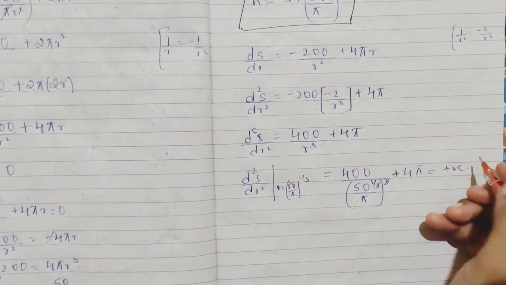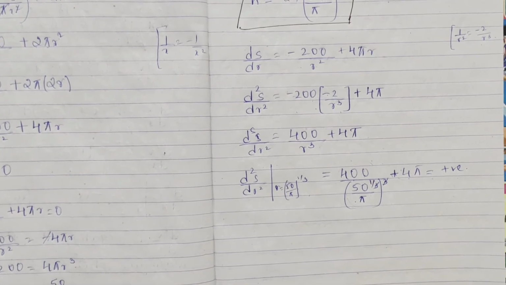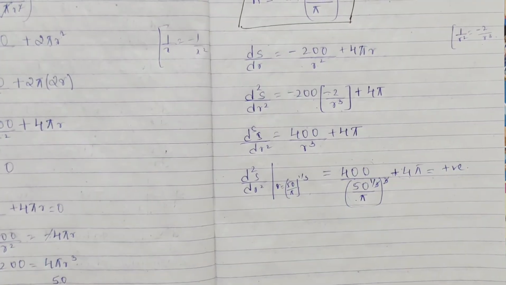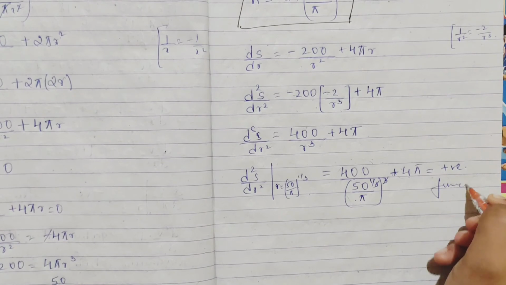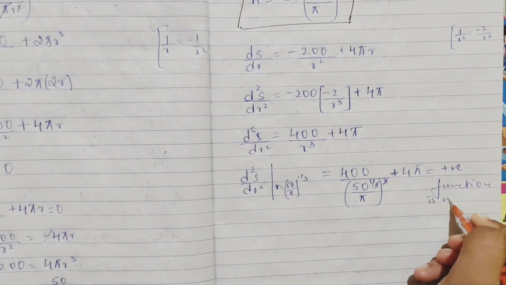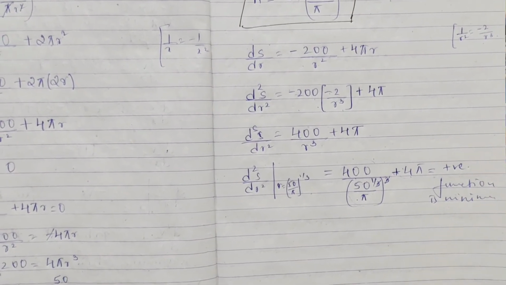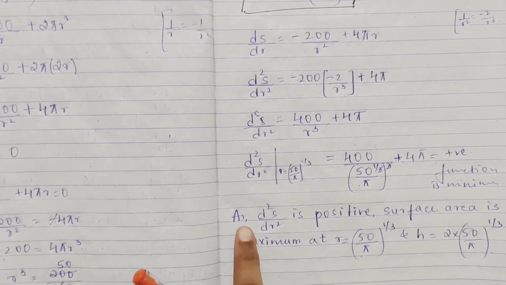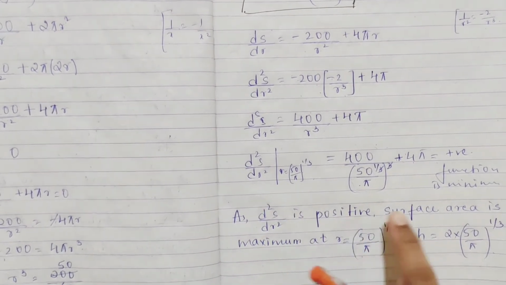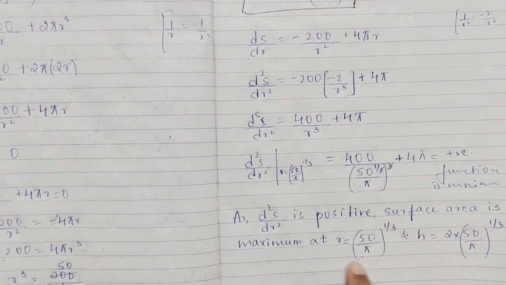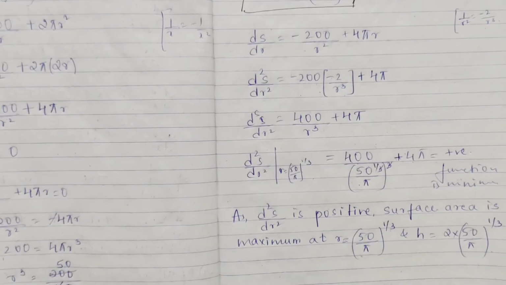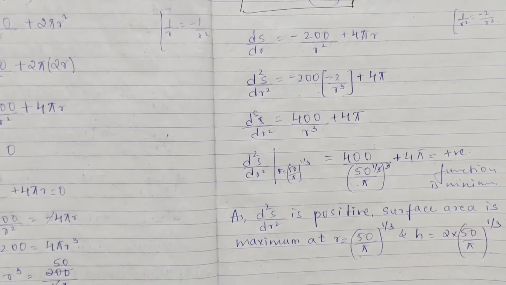So your nature is positive. So at the last you can write d2S by dr square. If it is positive, it means the function is minimum, right? So we have written our last sentence as d2S by dr square is positive, so surface area is maximum at your r and h value. Okay, I hope this much is clear for you.